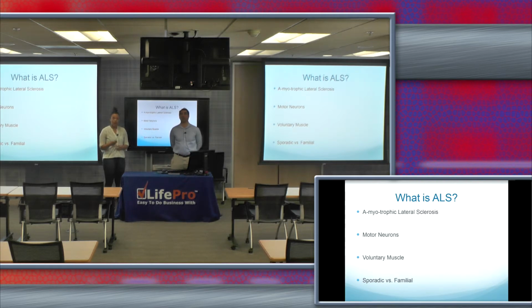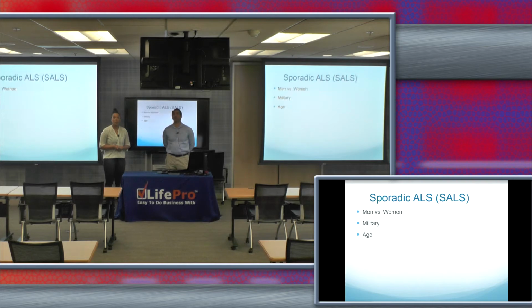We're going to give you a little bit more in-depth description of sporadic versus familial in the next slide, starting with sporadic ALS, also called SALS. Sporadic ALS, there is some differentiation between men versus women. In research, it's that men have about a 20% more chance of getting ALS.